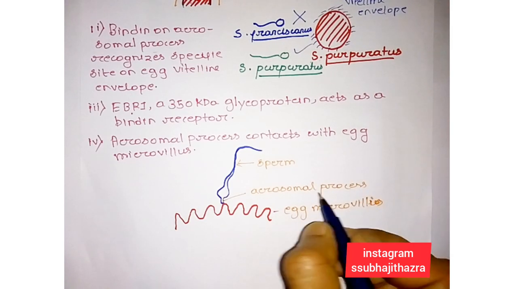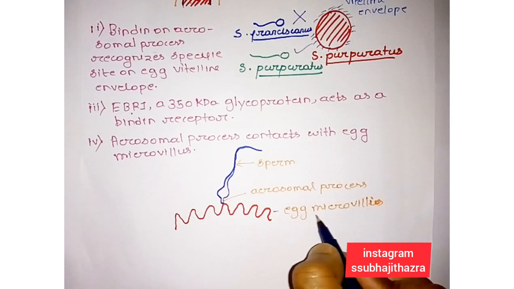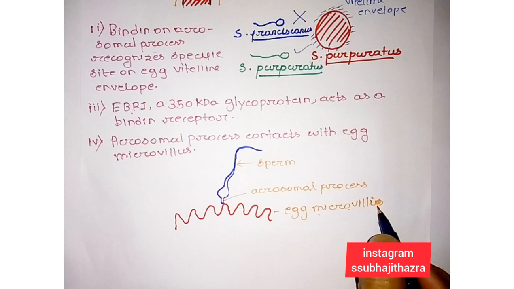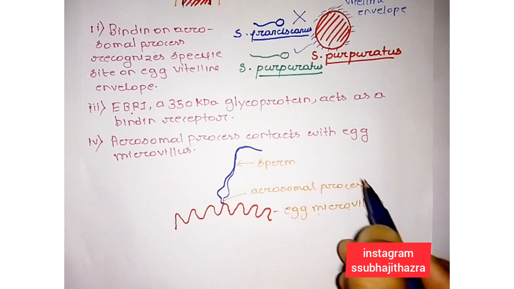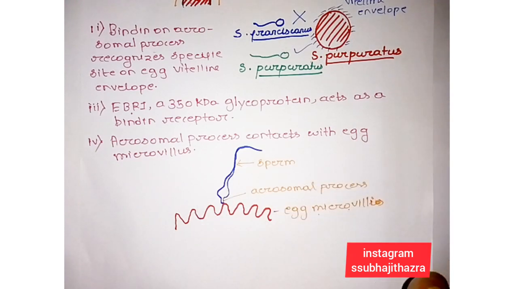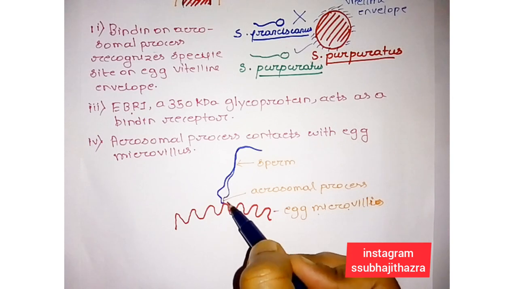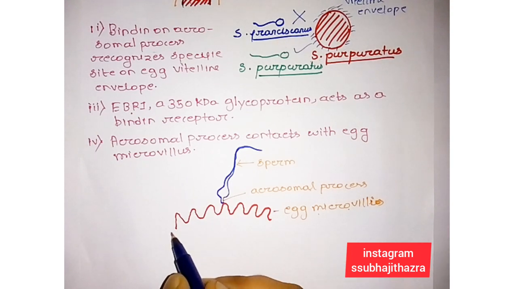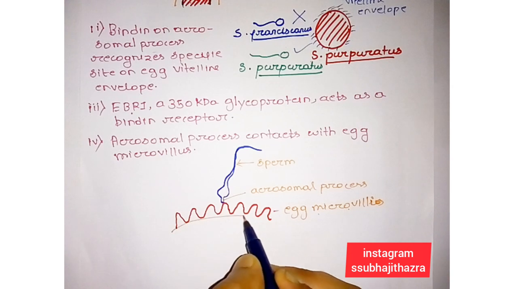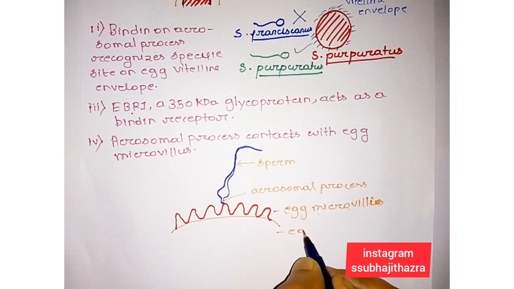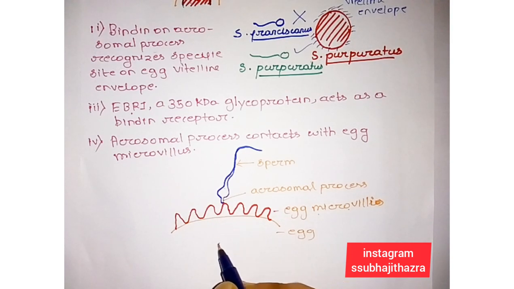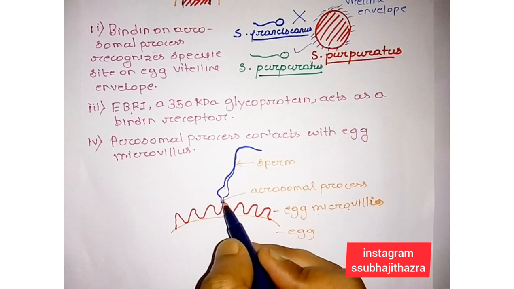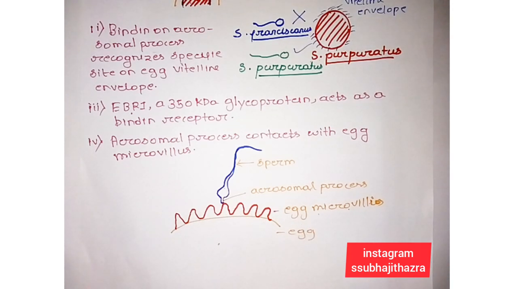So the acrosomal process binds with the egg microvilli portion of the egg. So first the acrosomal process binds with this egg microvilli, then after that the fertilization cone is established and the nucleus enters into the egg of the sea urchin. This is the egg. So the sperm nucleus enters into the egg through this bridge, the actin bridge, that is the fertilization cone we will discuss in a later video.